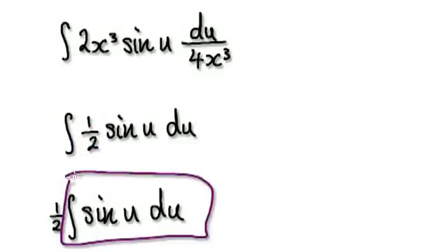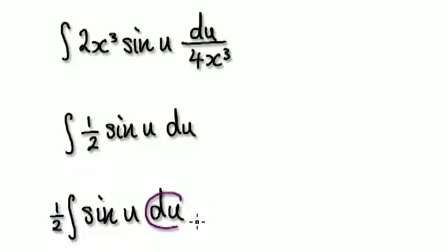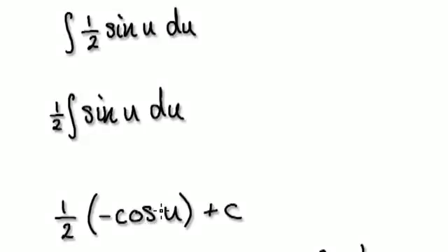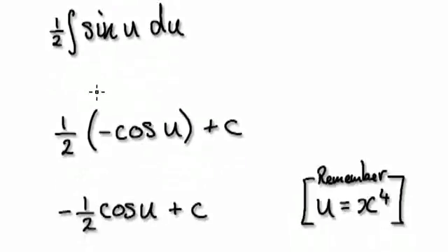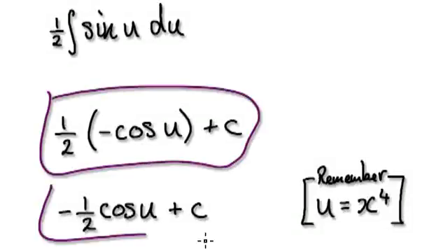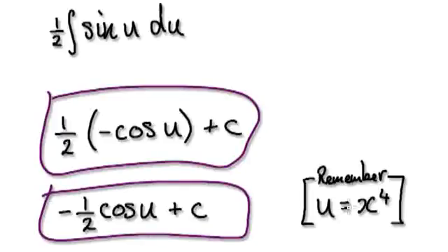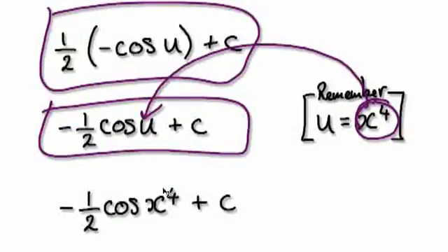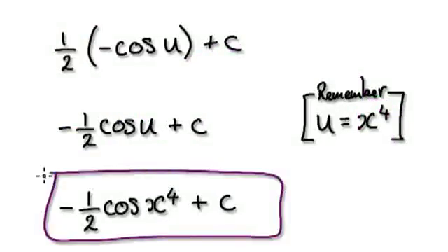Now this is quite easy to integrate with respect to u here. So it's nice and simple now. That would then give you this, and then this becomes this. But then remember from above we said u equals x to the power 4. So now we can put this into here, and that would then become this. So this is pretty much the same.